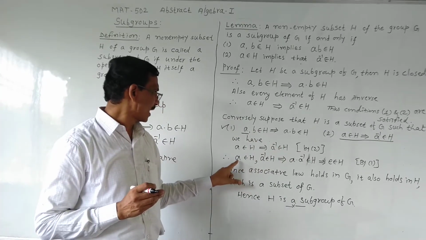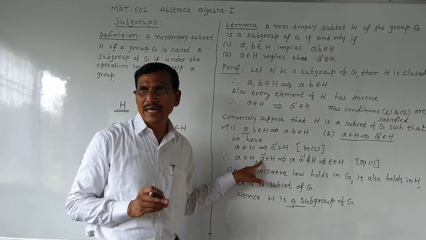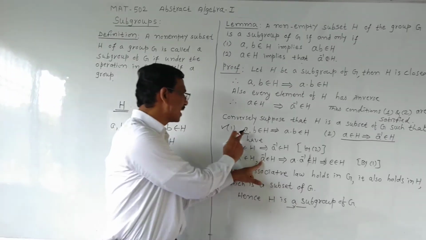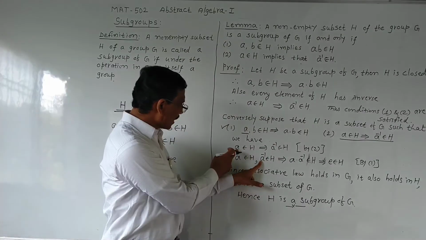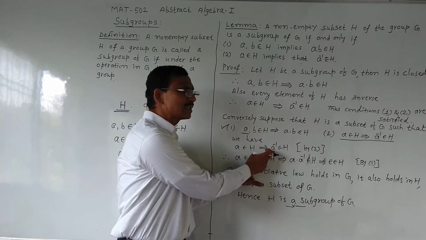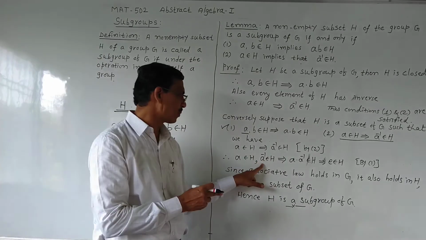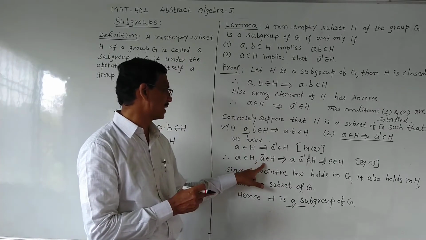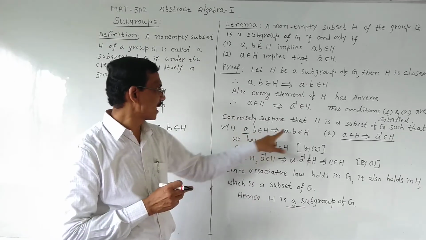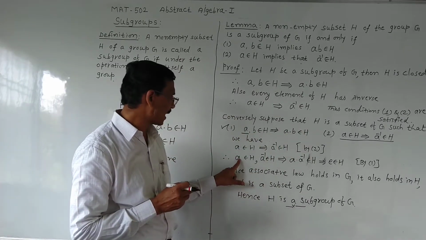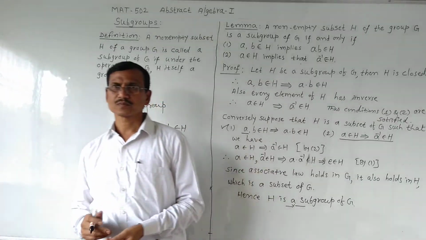That means we shall consider A belongs to H instead of B. We shall consider A inverse belongs to H, because here A and B are any two elements of H. From 1 we know that A is an element of H, and A inverse is also an element of H. For these two elements, the closure property is satisfied. That means A dot B belongs to H, which means here A dot A inverse belongs to H.